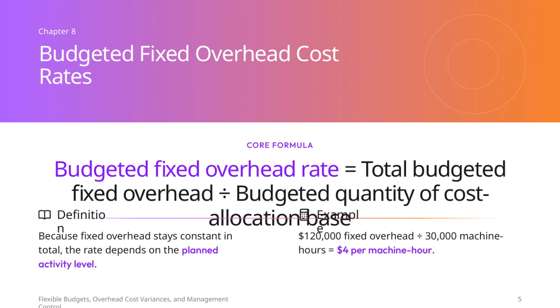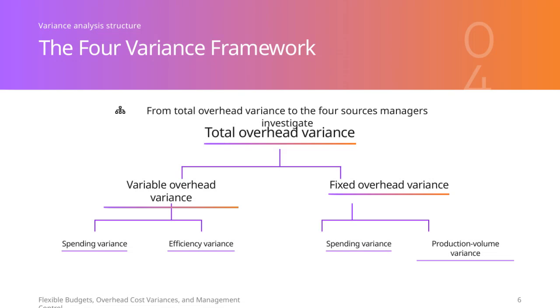management control. Here, we're looking at the structure of variance analysis, specifically focusing on overhead variances. The key idea is breaking down the total overhead variance into 4 distinct components that managers closely examine. These are the variable overhead variance and the fixed overhead variance, which then further divide into spending variance and efficiency variance for variable overhead, and spending variance and production volume variance for fixed overhead. Understanding this framework helps managers pinpoint exactly where deviations from the budget occur.